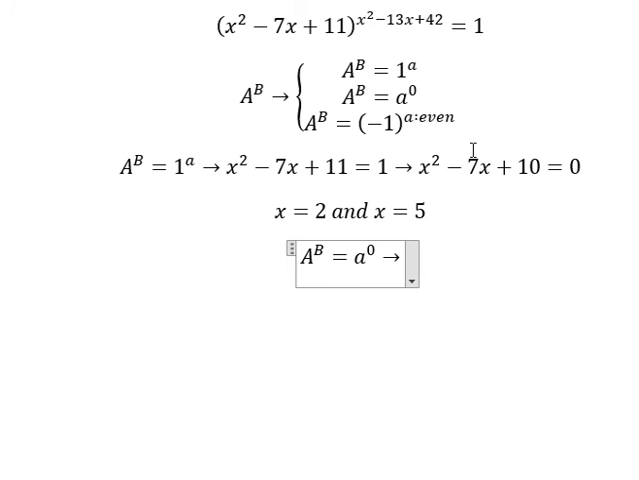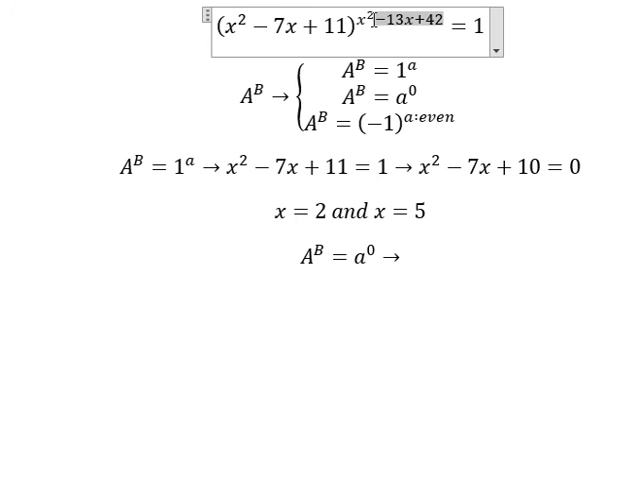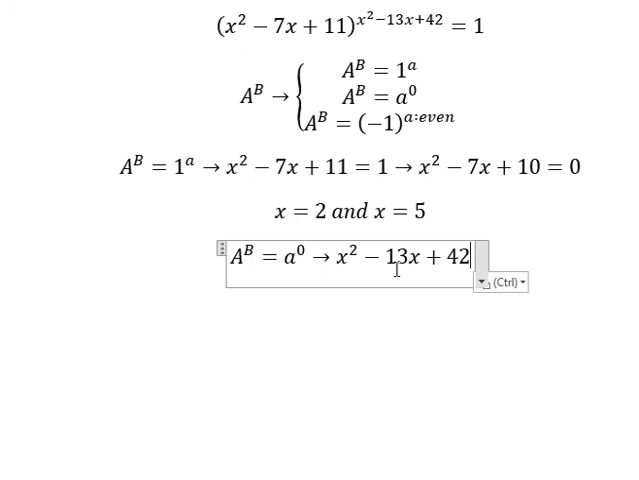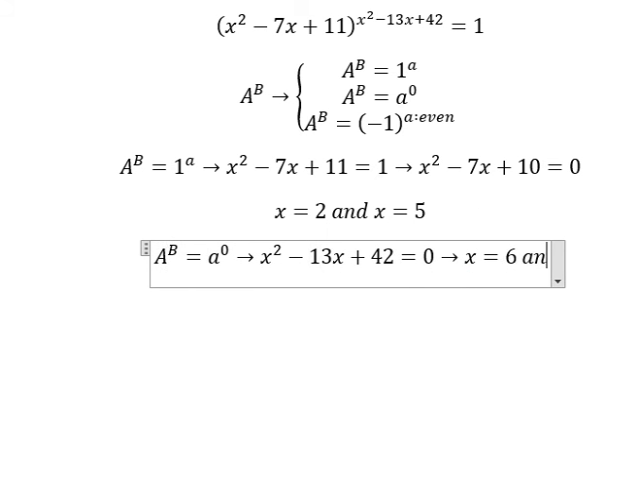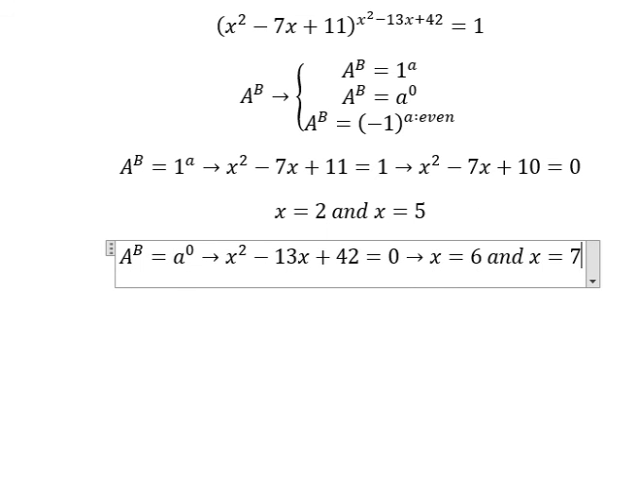For this one, capital B equal to number 0. So that should be this one in here equal to number 0. So we find the solution of this one, and we will have s equals number 6 and s equal to number 7.